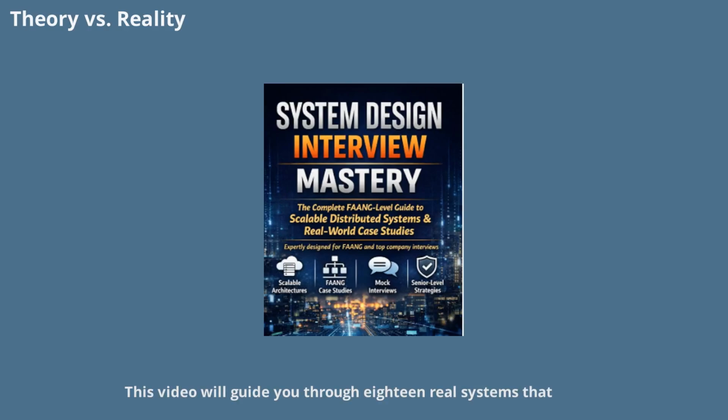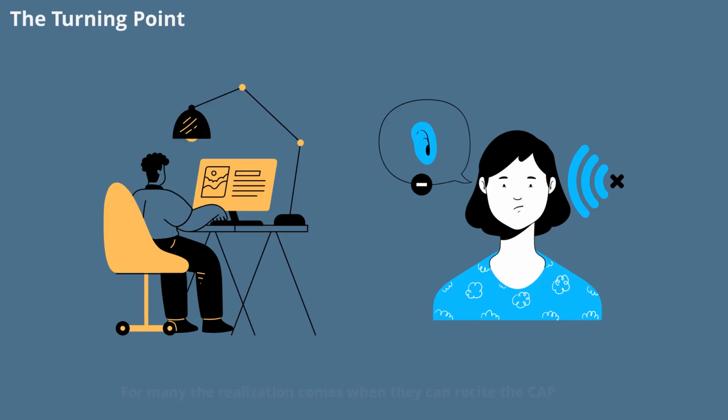This video will guide you through 18 real systems that explain the majority of what you'll encounter in production environments, helping you bridge the gap between theory and practice. The realization comes when they can recite the CAP theorem, but can't explain how Netflix streams video to millions.